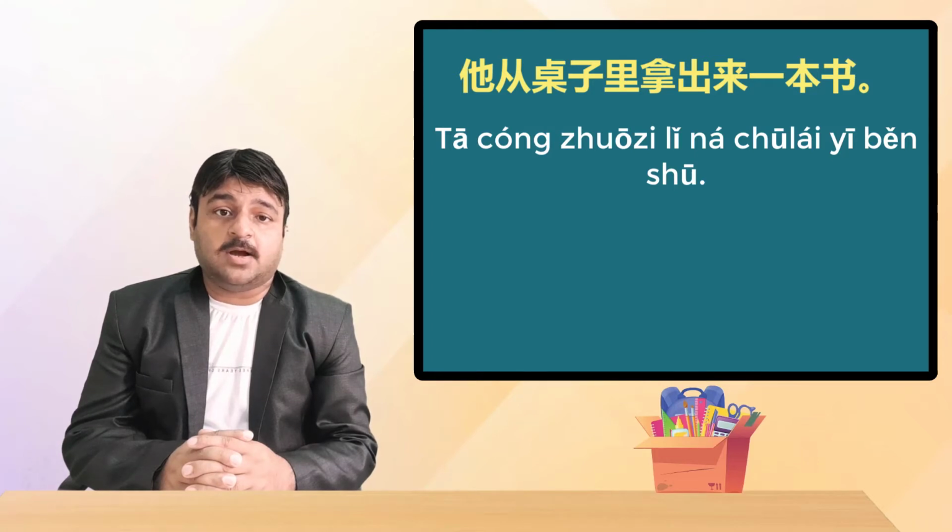他从桌子上拿出来一本书. He picked up a book from the table and brought it. The movement is towards the speaker. These are some examples of compound directional complements. Let us now move on to the substitution drill to understand compound directional complements in a better way.